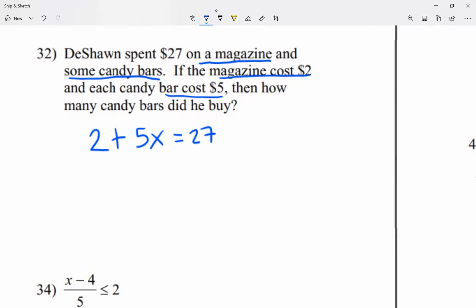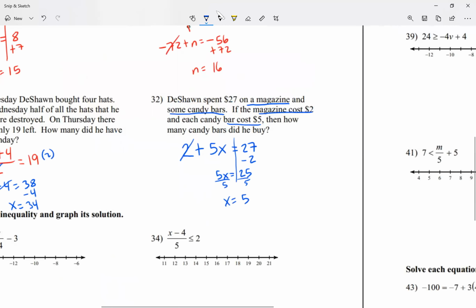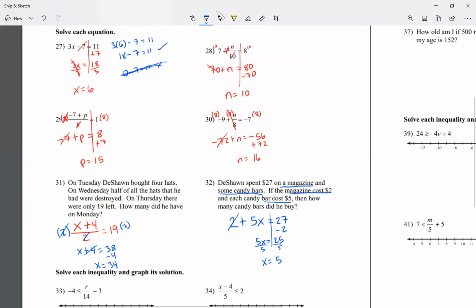Now I'm going to solve for X. Right, let me separate things through the equal sign. I want the 5X by itself. So this positive 2, let me move it over as a minus 2. So I have 5X is equal to 25. Let me divide both sides by 5. So X is equal to 5. Okay, pretty simple. That's what we're going to do today.